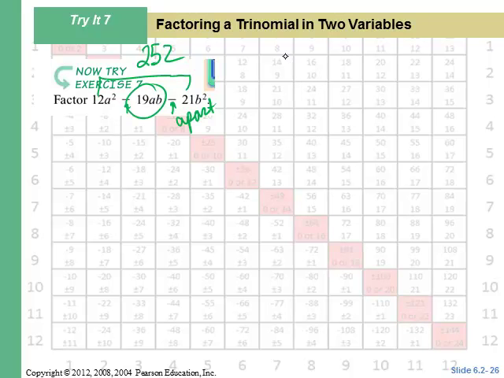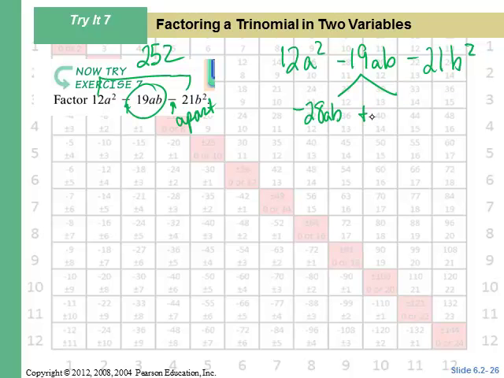So we have 12a squared minus 19ab minus 21b squared. And our two numbers are negative 28ab, positive 9ab, minus 21b squared, 12a squared. Okay.